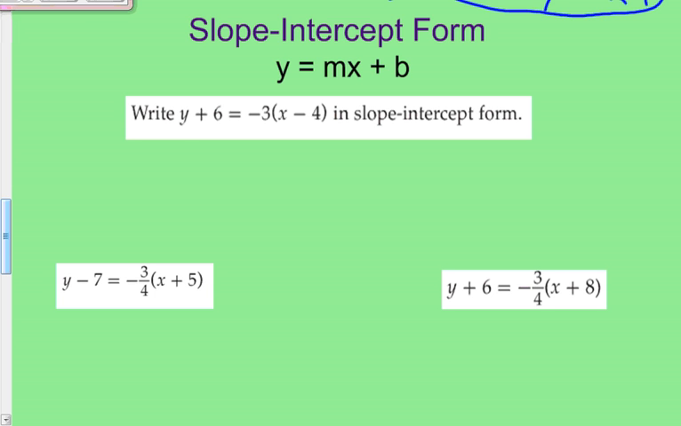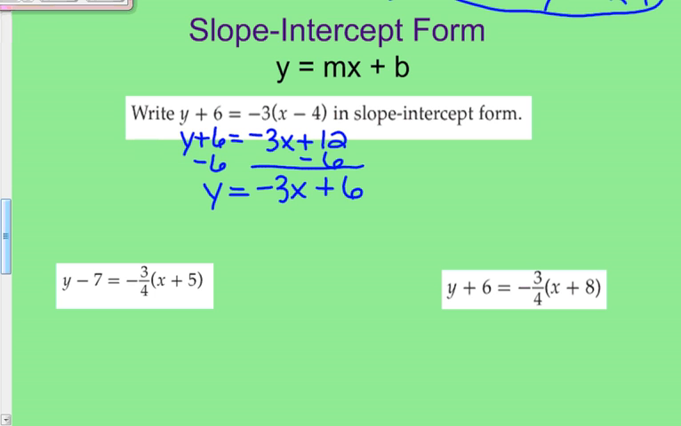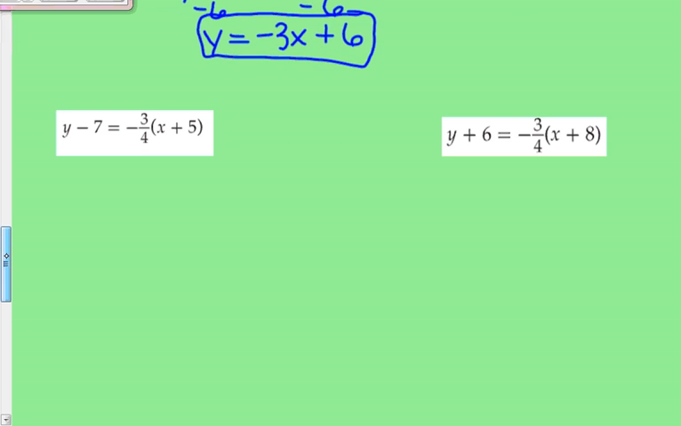So on this one, get rid of your parentheses first. So you'll have y plus 6 equals negative 3x plus 12. Just like that. Now I just got to move my 6 over. Subtract 6. I've got y equals, which is what I want, negative 3x plus 6. And that is slope-intercept form of that point-slope equation. All it is is get y alone.